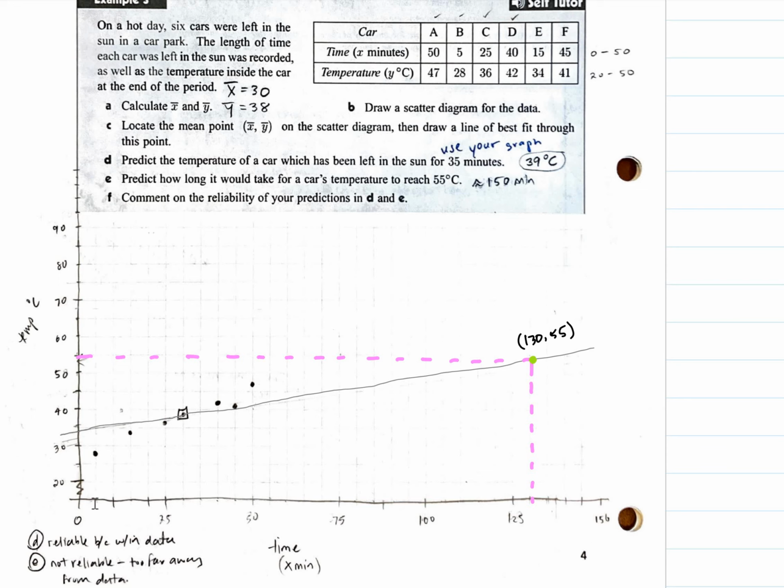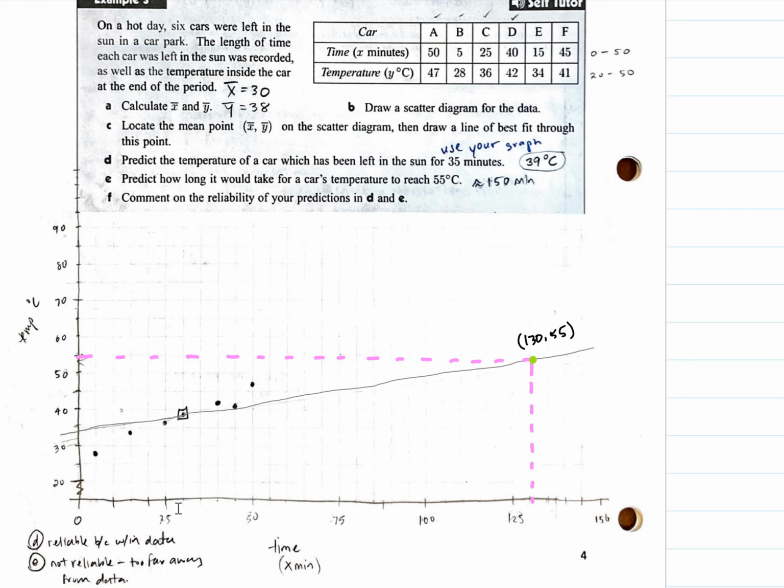So I started plotting my points. I went to 50 and plotted 47. I went to 5 and plotted 28. I went to 25 and plotted 36, etc. So these dots here are my 6 dots. I then also plotted my mean point. So 30, 38, that was here.